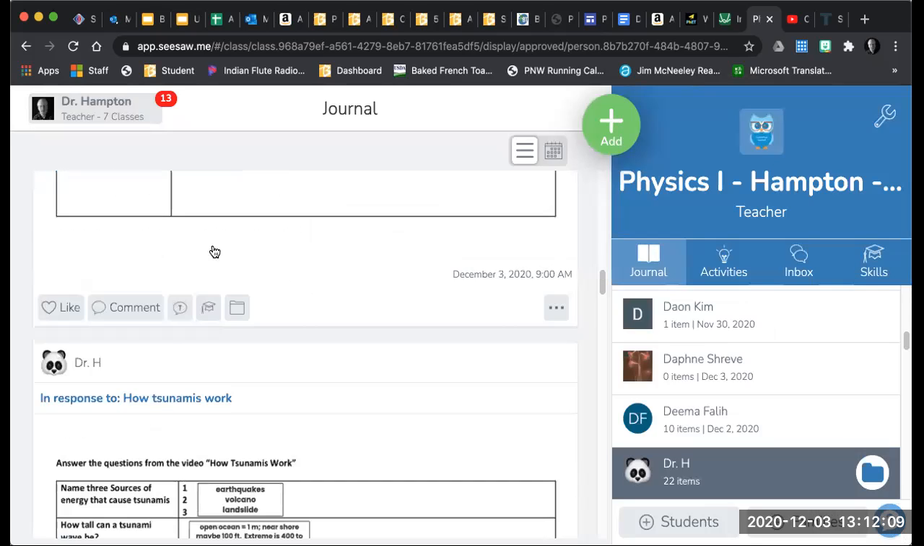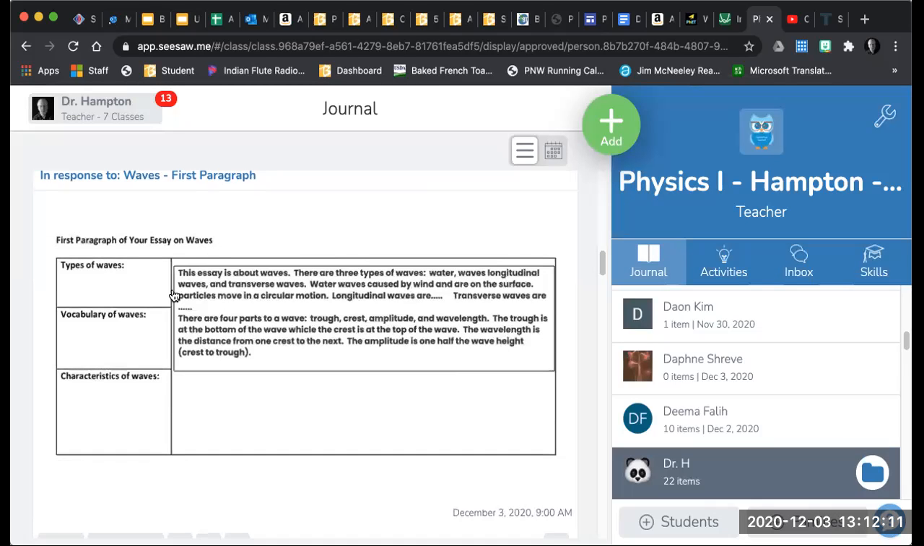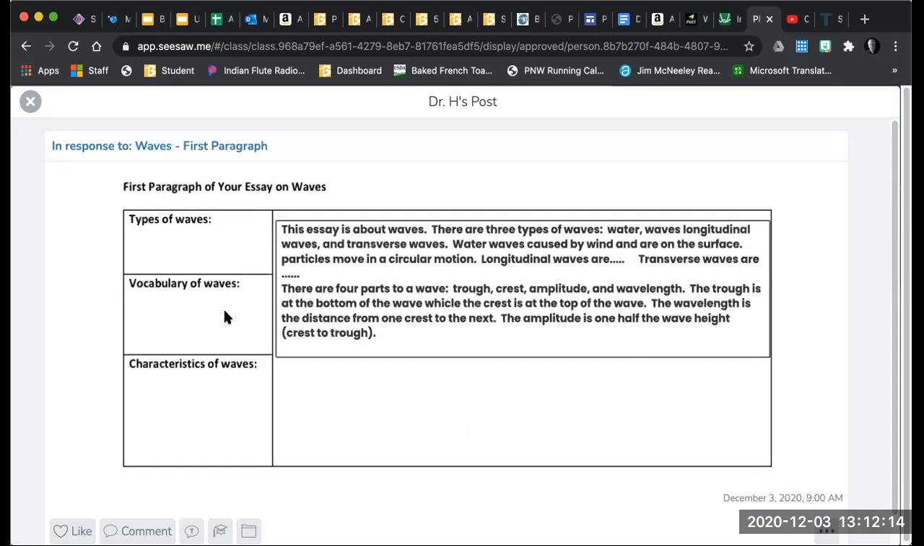All right, the next assignment was to do a little writing to start your essay. So what I said is that, okay, we want to talk about these types of waves, the vocabulary and characteristics. And that's basically what we just went through. So I said, here's some words that you could use. Don't copy exactly what I have, but certainly you can use the gist of what I've done. This essay is about waves. There are three types of waves: water waves, longitudinal, and transverse. And then tell me about each one. Vocabulary, there's four parts to a wave, and then you can go through those.